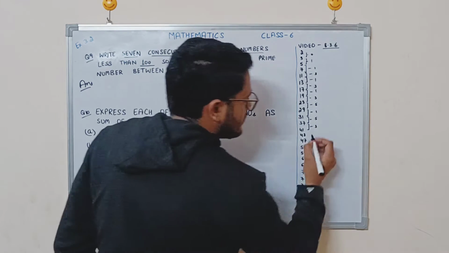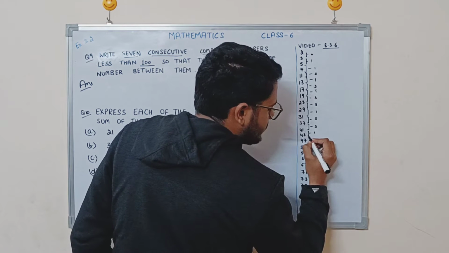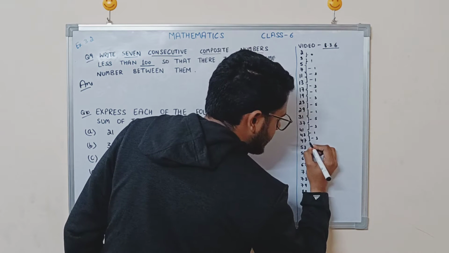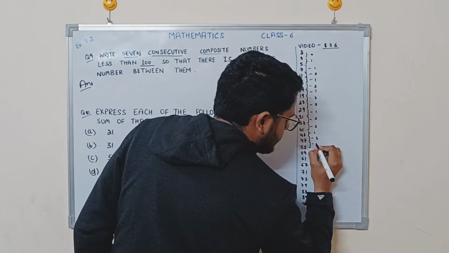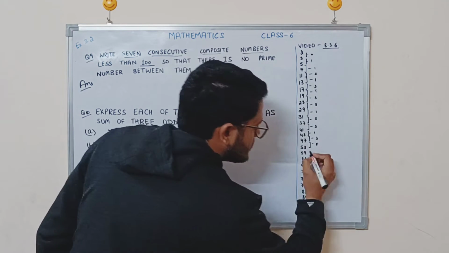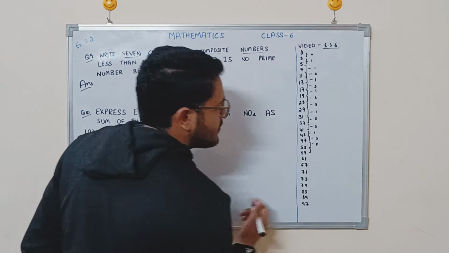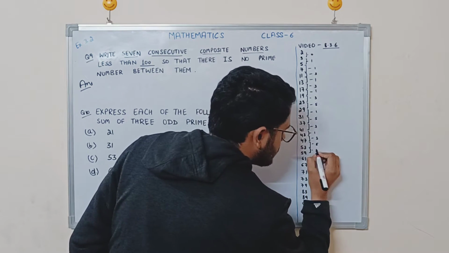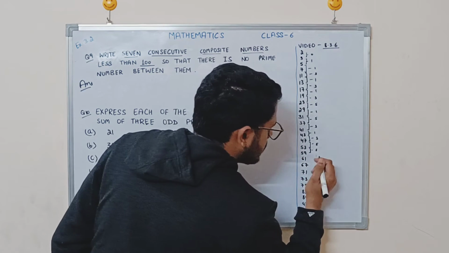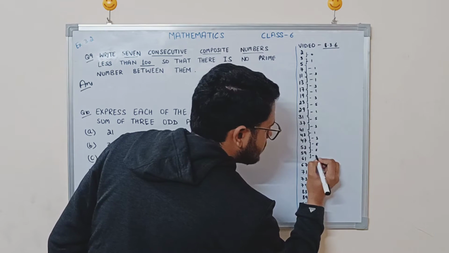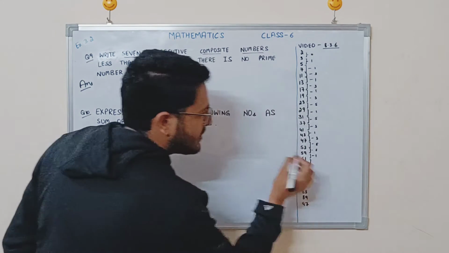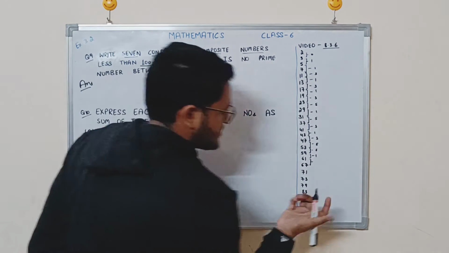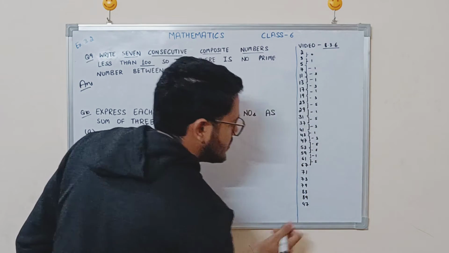From 41 to 43 we have only 1. From 43 to 47, 3. From 47 to 53, 5. Then from 53 to 59, again 5. From 59 to 61 we have only one composite number between them, and from 61 to 67 we have 62, 63, 64, 65 and 66, again 5. So we are not getting the required number.